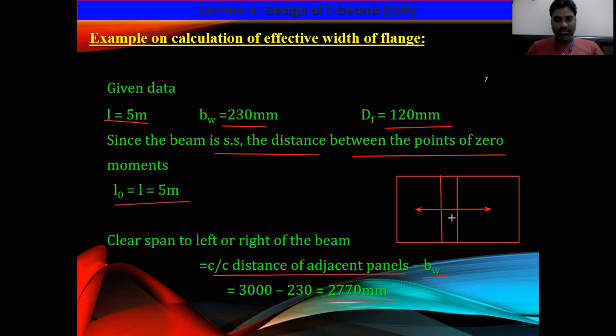This is called your 3 meters. Therefore, the width of the flange is the center to center distance minus the width of the field. That is 27, right?